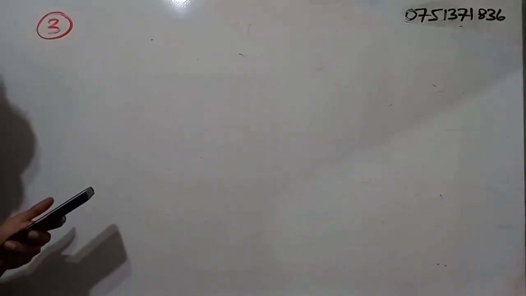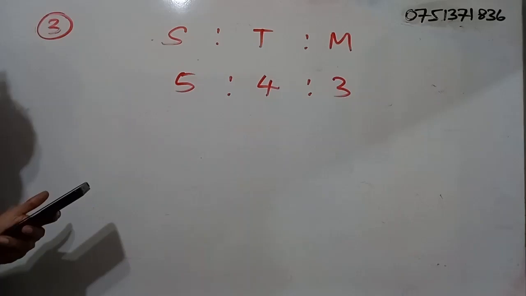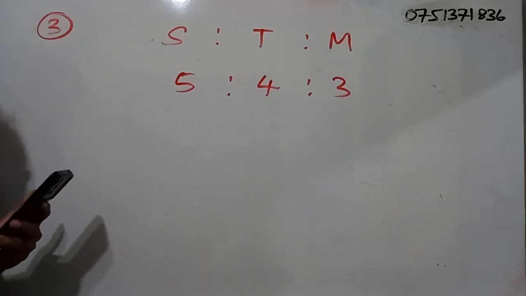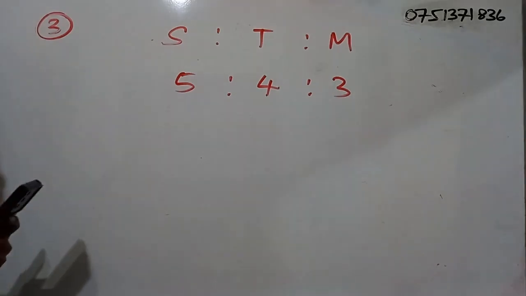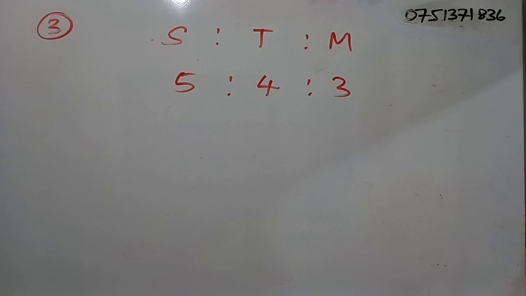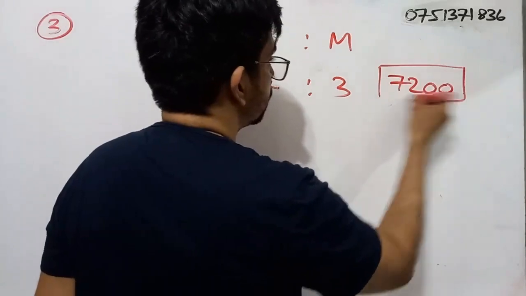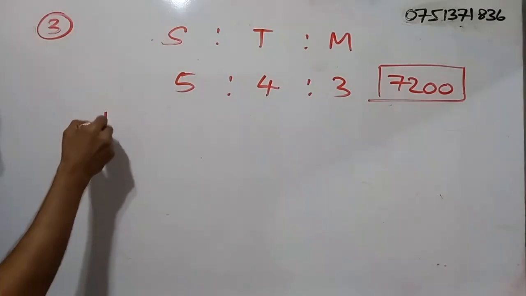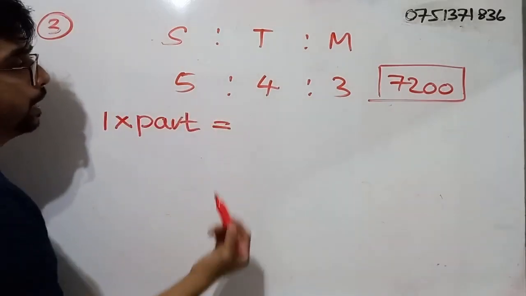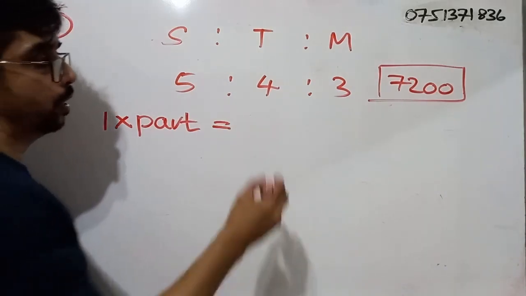Question number 3. The ratio of Sinhalese to Tamils to Muslims in a certain city is 5 to 4 to 3, right? If the total population in the city is 7,200, find how many Sinhalese there are in the city. Right, so the total population is given to us, which is 7,200. So we have been given the ratio, no? So we can calculate the value of one part. How many total parts are there? 5 plus 4, that's a 9. 9 plus 3, that's a 12, right?